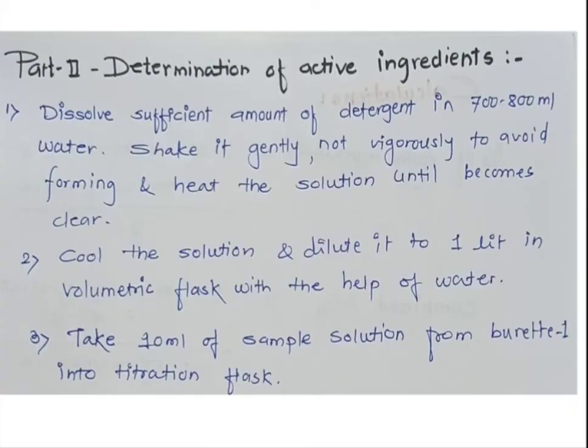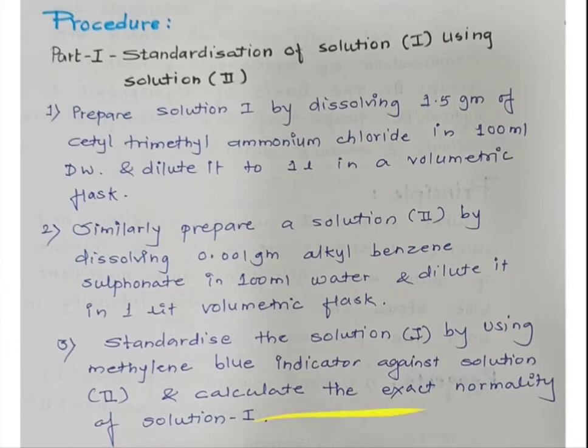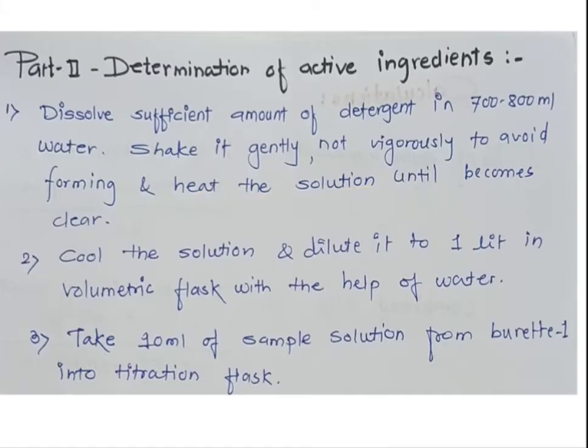Now the second part is here. After finding the normality of solution 1, we are going to perform the second part, determination of active ingredients. So the first step is here. Initially we have to dissolve a sufficient amount of detergent in 700 to 800 ml water. Then shake the solution gently, not vigorously, to avoid foaming, and heat the solution until it becomes clear.